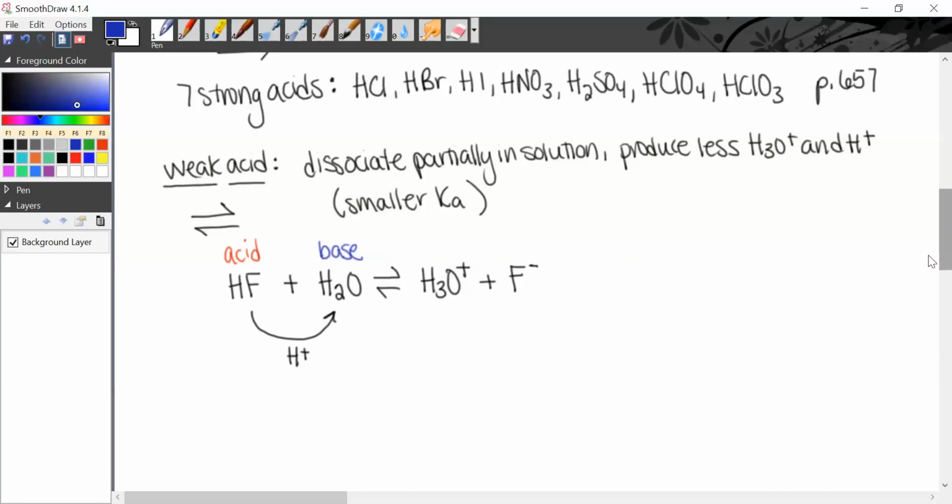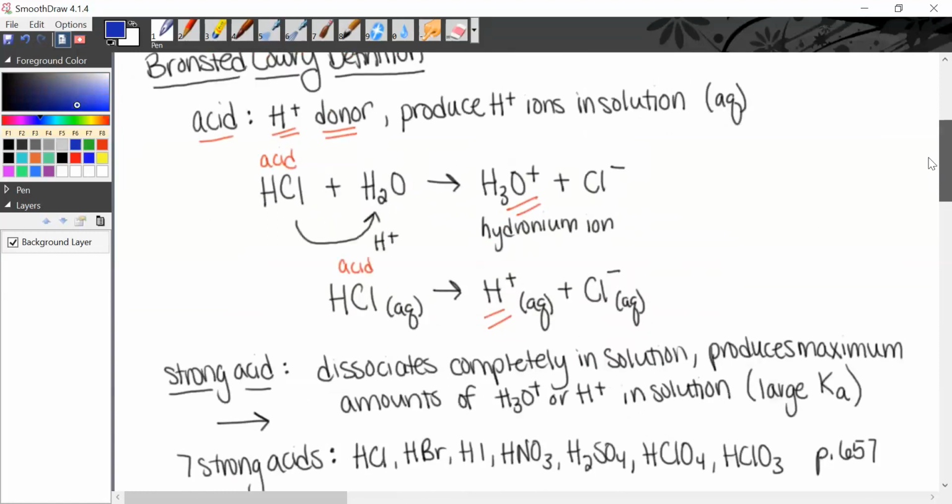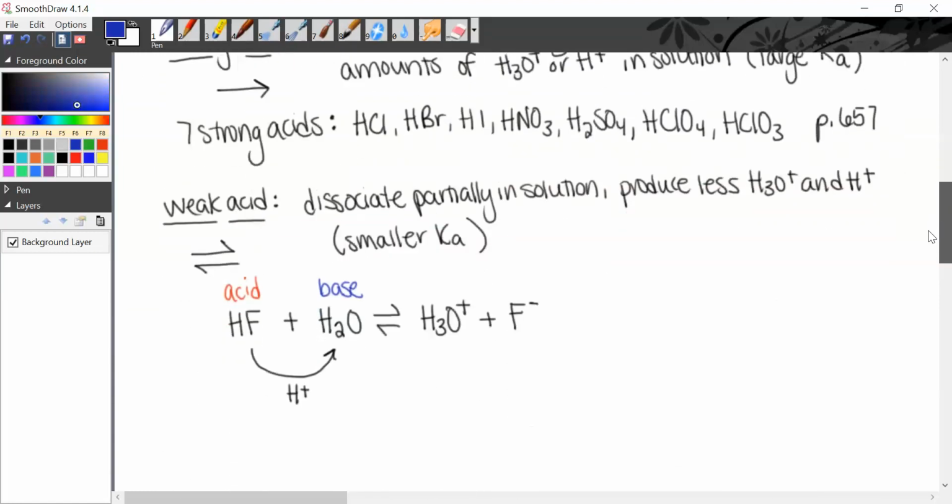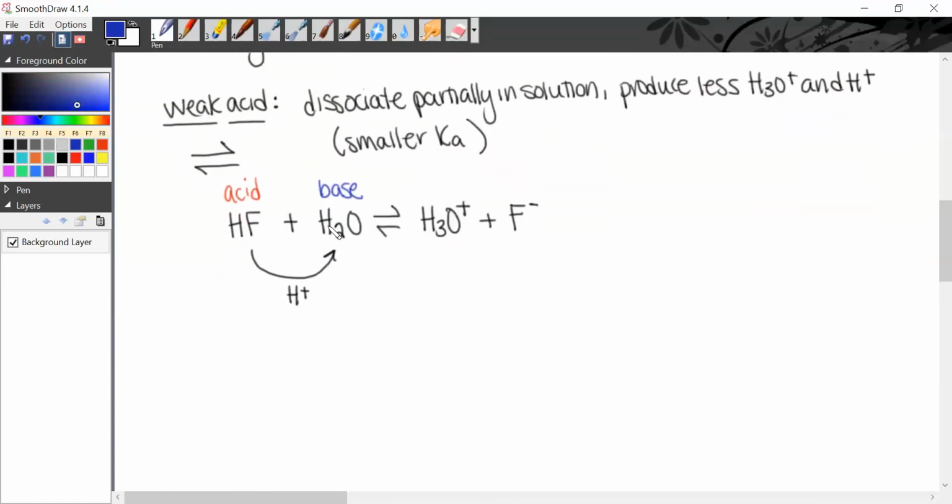Did I not define bases yet up here? Yeah, I didn't. We're gonna get to that, okay? But bases are the things that accept the H plus. And it's possible for a substance like water to act as an acid or act as a base, depending on what sort of situation it's in, what it's in solution with, okay? So this is the acid, this is acting as the base.